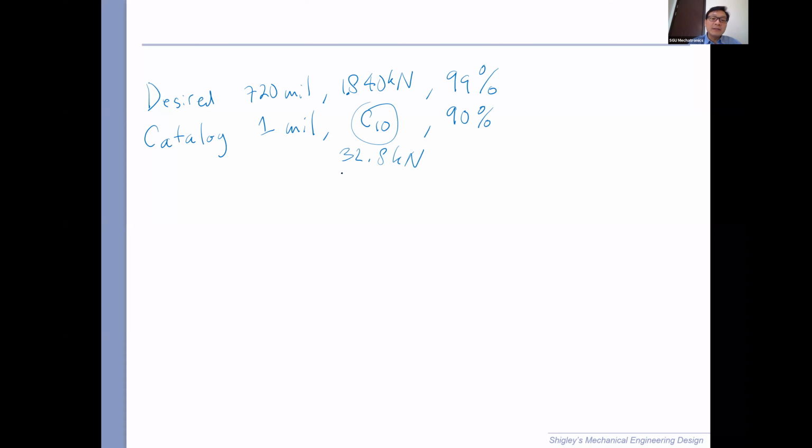Why do I need to find this? Well, first of all, you're asking for 720 million instead of 1 million. More than that, you're asking for 99% reliability. So we end up with 32.8, and there is an application factor 1.2, which we multiplied with 1.84 to make it require something even more.